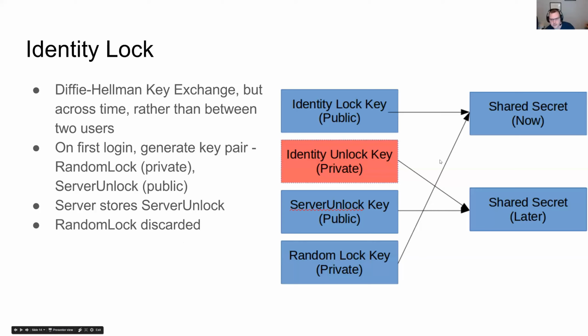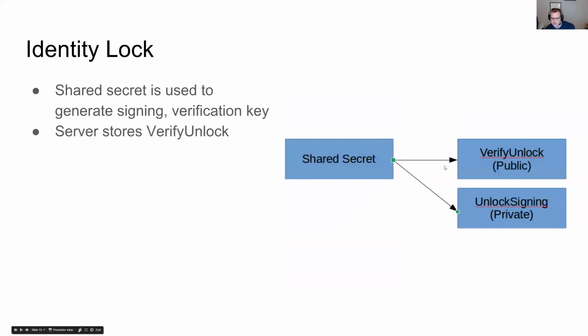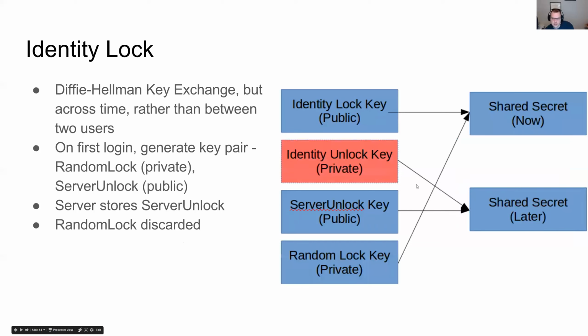Basically, when we're establishing an account, we can generate a random key pair, create a shared secret, and then we give the server some information about the shared secret. We give it the server unlock key, and then we use the shared secret to generate another key pair, and we give the server the public key from that key pair. And then when we come back later, if someone's stolen our identity, they won't be able to regenerate that shared secret, and they can't update our identity.